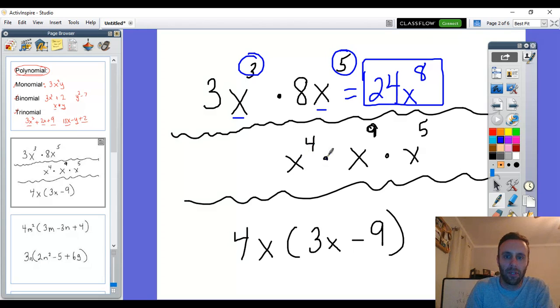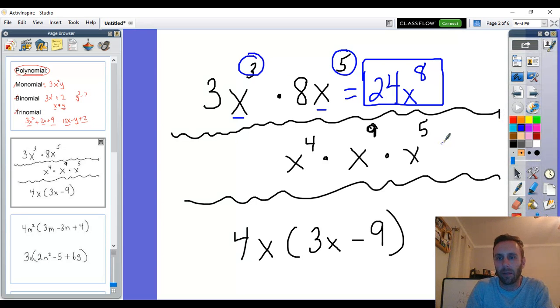So x to the fourth times x to the ninth times x to the fifth. Go ahead and what would that be? Okay, and hopefully you just said, well, there's 4, 9, and 5, and if they all have the same base of x, that would be x to the 4 plus 9 plus 5, or 18. x to the 18th power.